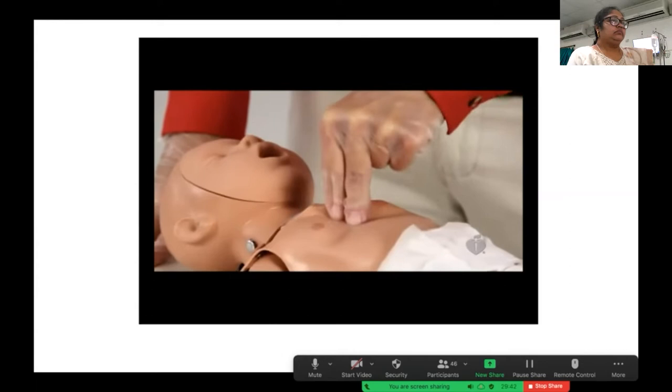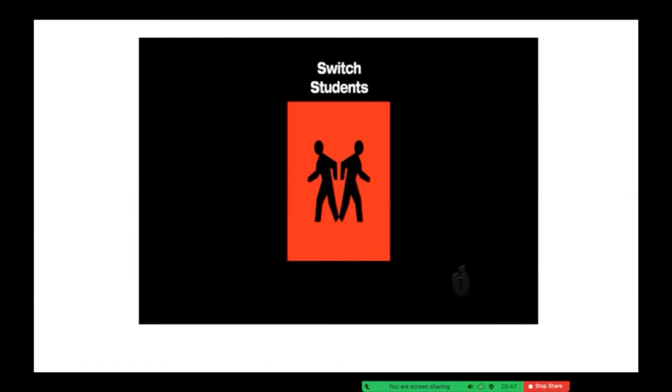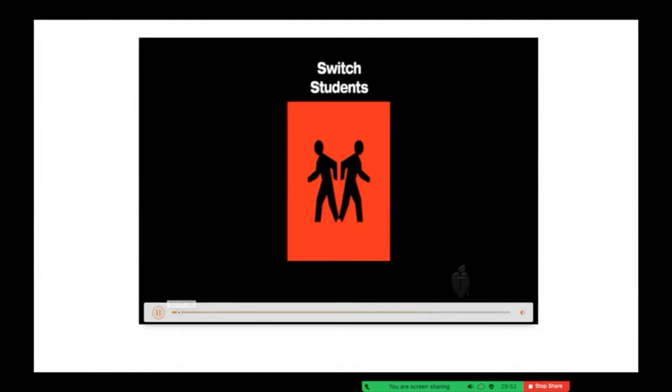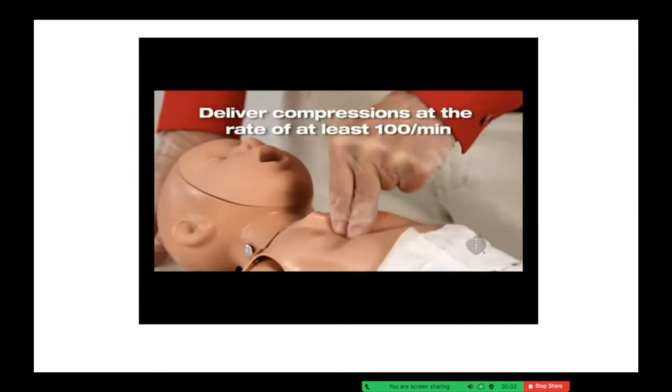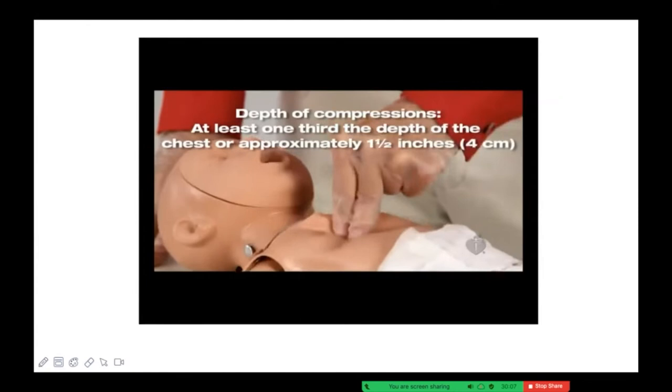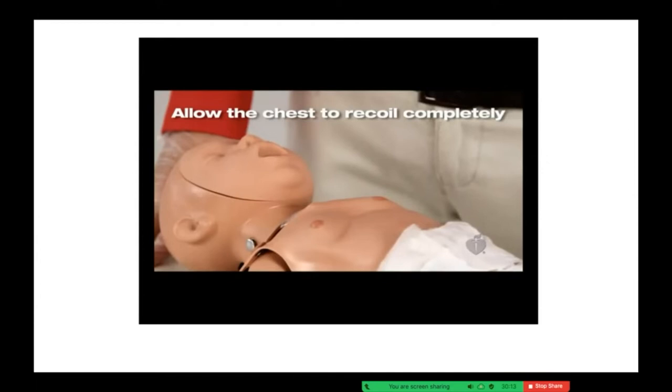Yes, Dr. Vandana was saying this is the previous version. There are a couple of things you need to note here. The count of 100 is mentioned here, but it is now 100 to 120 per minute. That is the compression rate. And for the technique, we can use thumb encircling also if you are a single rescuer. It's not only the two finger technique.